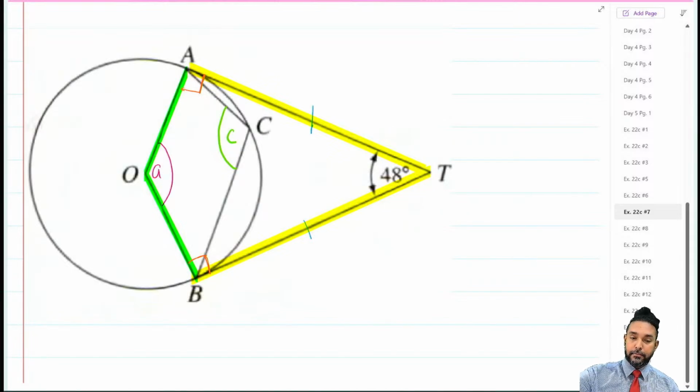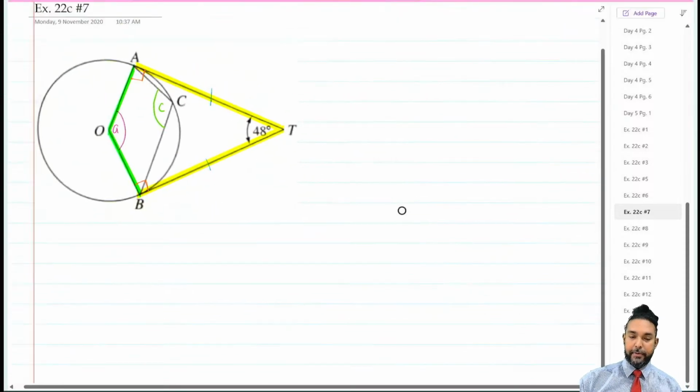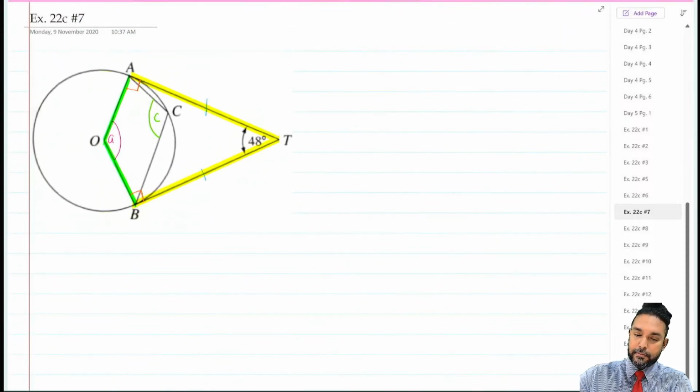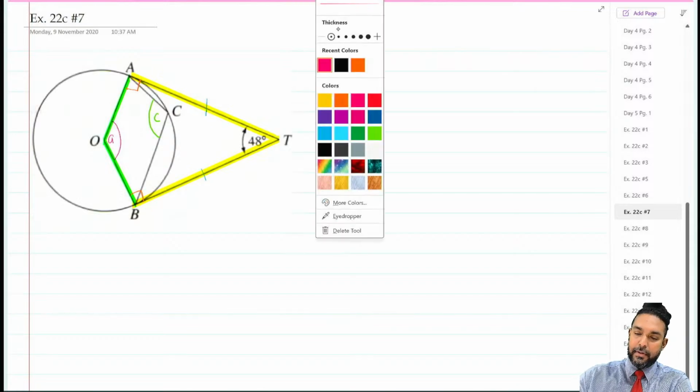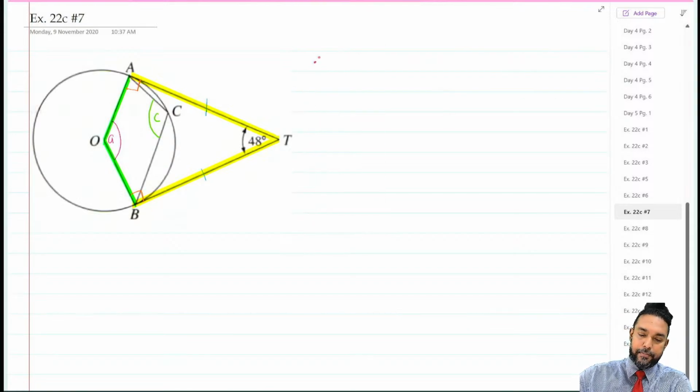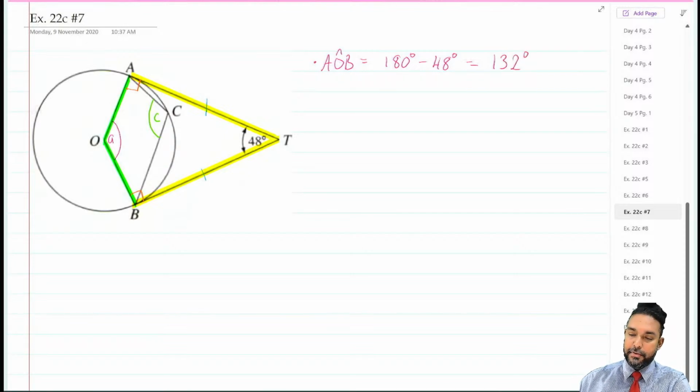All right. So let's zoom out and see if we could notate that. Let's use the same color. So to find AOB is equal to 180 minus 48 degrees, which gives us 132 degrees. And the reason here that we could put is because AOB and ATB are supplementary.